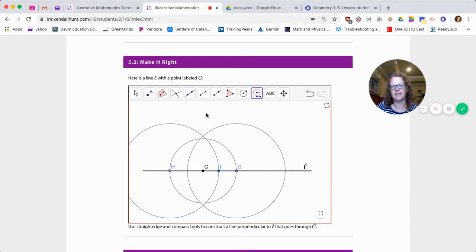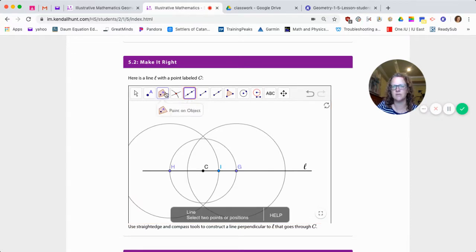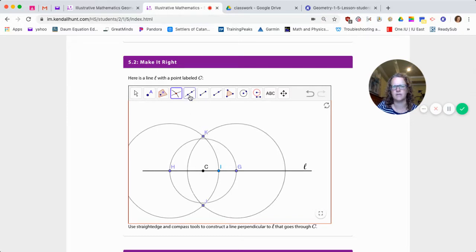Okay, so what we've seen here is first I drew a circle around point C so that I could use the intersection of that circle and the line. And then I drew a circle centered at H. Just any circle centered at H, and then I copied that circle and made it the other intersection. So that gives me, let me mark my intersections of the circles. And now I can draw a line. Okay, so I know that that line is perpendicular to line L.